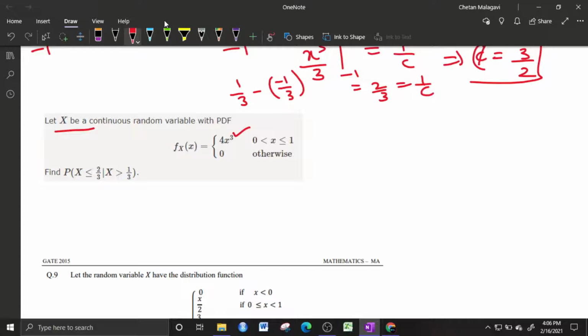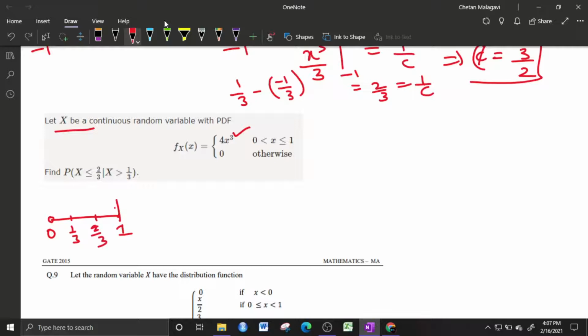Here x is ranging from 0 to 1, but 0 is not included, only 1 is included. And we have 2 by 3 and 1 by 3. Suppose this is 1 by 3 and this is 2 by 3.